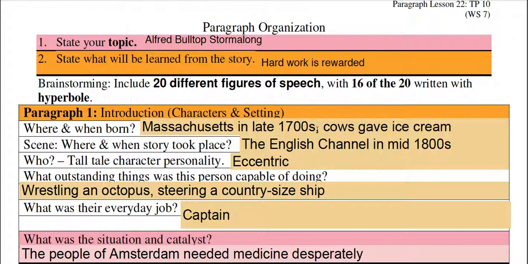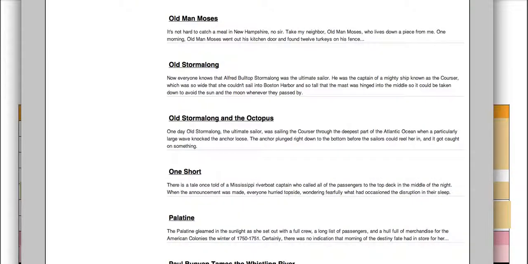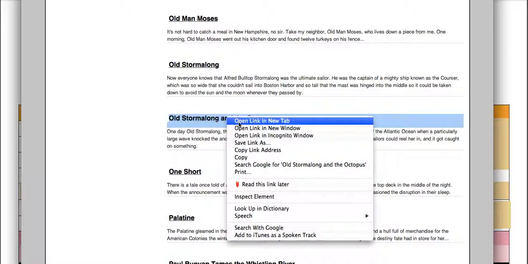Now moving on to where and when the actual story takes place. So I moved to the English Channel in the mid 1800s. Tall tale character personality, he's rather eccentric. Outstanding things was this person capable of doing? There is another story about him right here, Stormalong and the Octopus.